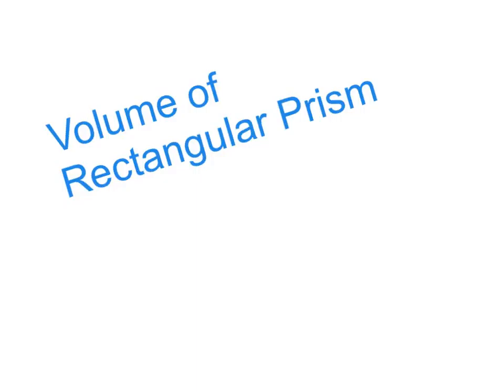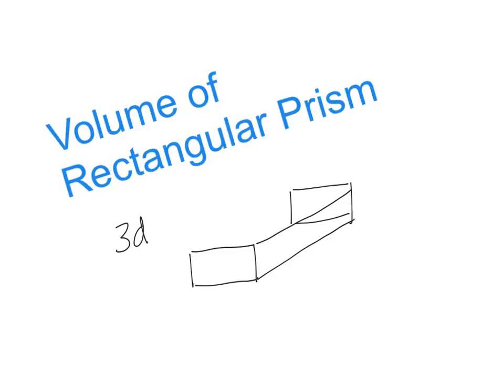Today we're going to be talking about volume of a rectangular prism. This is when we start our 3D shapes. Three-dimensional means we take a rectangle and we have another rectangle and those sides are joined and it becomes a three-dimensional object. In this case right here, this is a rectangular prism.